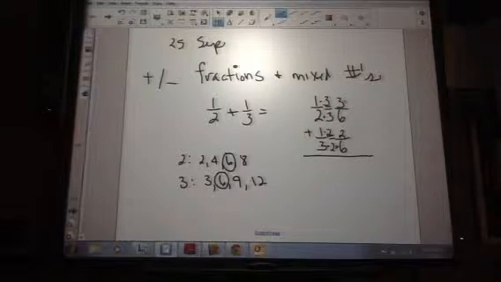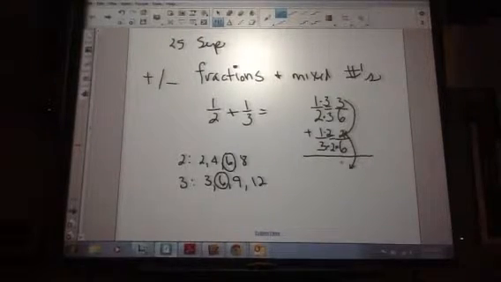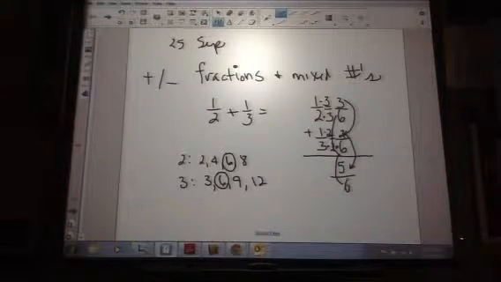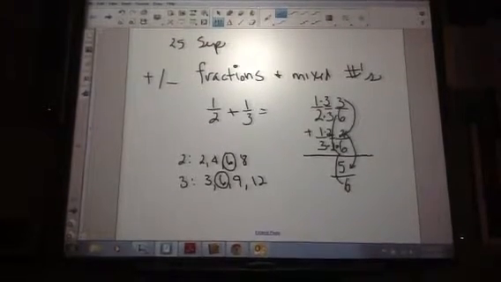Then I have to add the numerators, which is the number on top. And 3 plus 2 is 5. And the denominator stays the same. So we're going to end up having 5/6 as an answer.